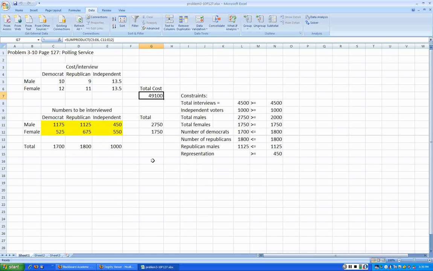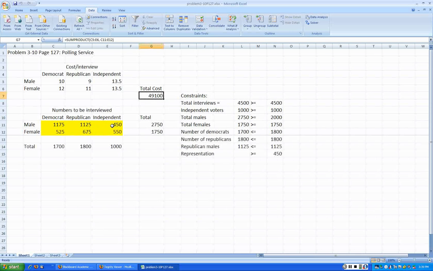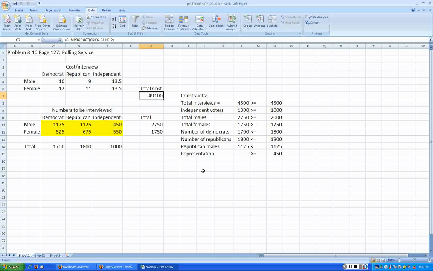And make sure that each category is at least 10%. You see that number here is 10% of 4,500, which is 450, and that is Independent males. That's what the minimum is. Okay, this takes care of the problem here.